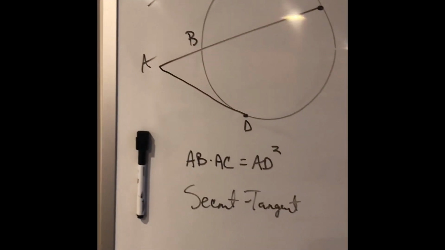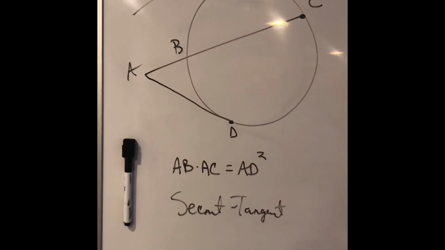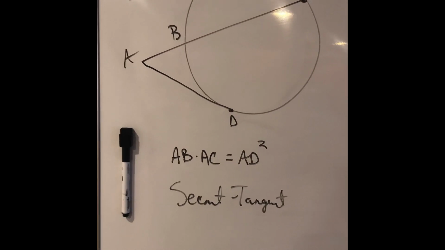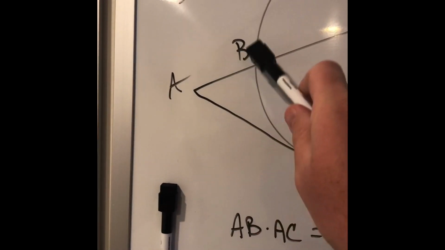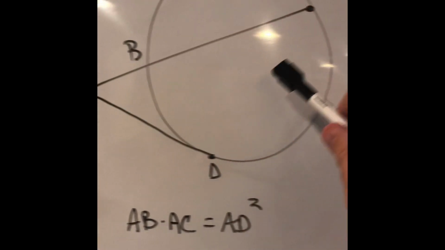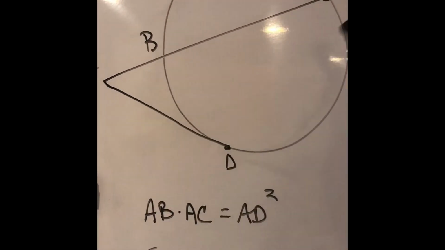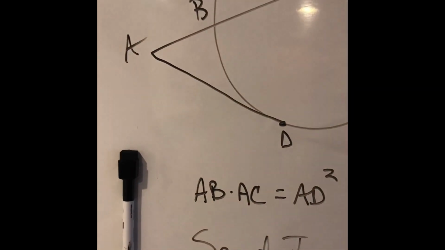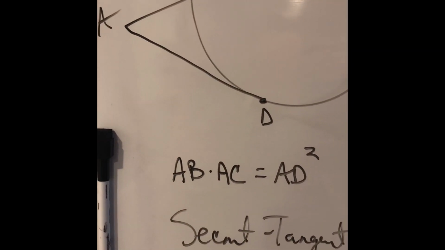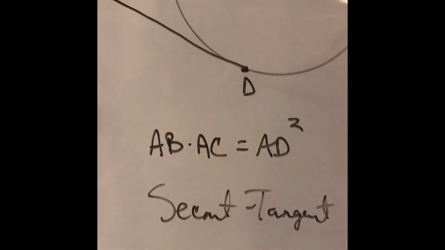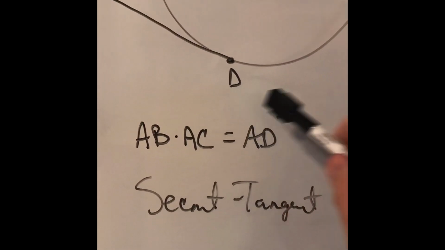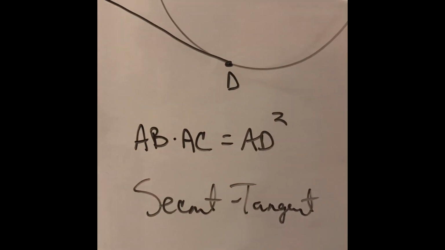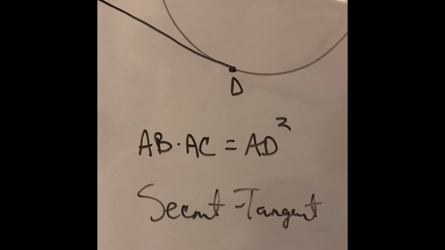Theorem 10.16, secant and a tangent. Now what happens? Well, the secant, we already talked about that. Same rule applies. Outside AB times the whole thing, AC. Now with the tangent, you just square it. That's it. AD times itself. So it's outside AB times the whole segment AC equals the tangent all squared. That's the secant tangent power theorem.